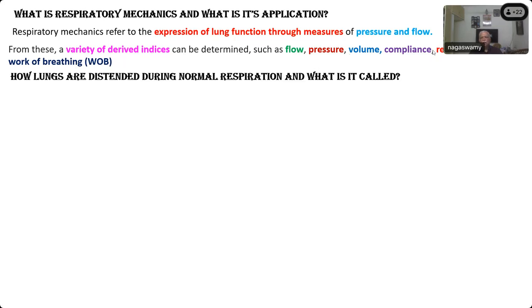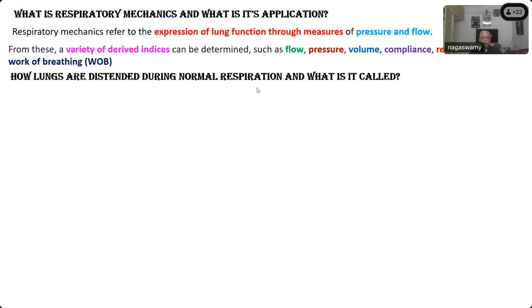So if you have knowledge about all these things, you will be able to adjust your ventilator settings in such a way that your patient will not fight the ventilator, rather it will mimic his own normal respiration, and your ventilator settings will help the patient to achieve the target of adequate oxygenation and removal of carbon dioxide instead of making him struggle with the ventilator. That is the main reason why we should know about respiratory mechanics and its application.